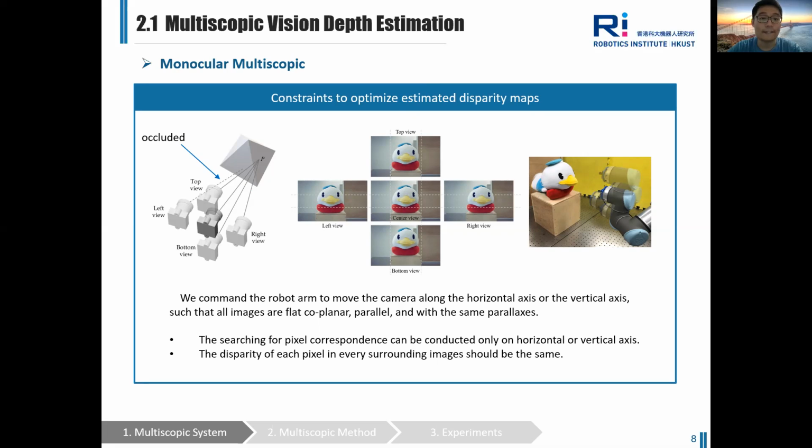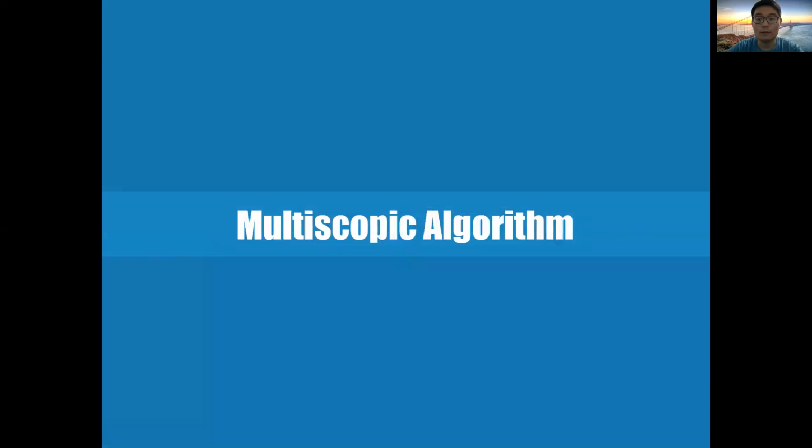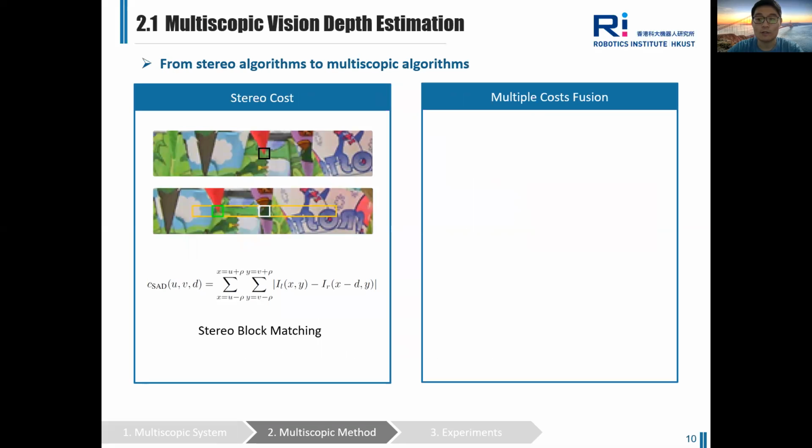Okay, now we have the multiscopic system. It's time to move from stereo algorithm to multiscopic algorithm. Let's begin with a simple stereo algorithm. To find the pixel correspondence, we calculate the color similarity between the block in the right image and the block in the left image. This similarity serves as a cost to build up a cost volume.